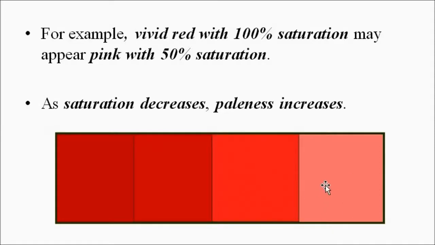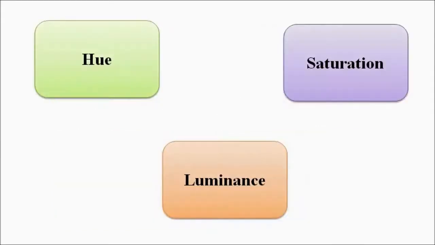Okay, so all of these are manipulated by these three characteristic features: hue, saturation, luminance. When we change these three features, we can play with colors. We can make red look like pink, we can make green look like yellow, and so on. So all of this is related to that.